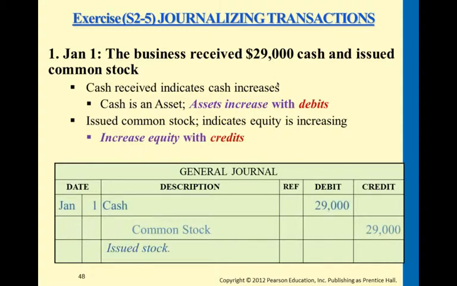So we'll be recording cash first, and then common stock, because whenever we increase common stock, it is on the credit side. Dollar amount, $29,000. Description here, issuing common stock. Issue stock.